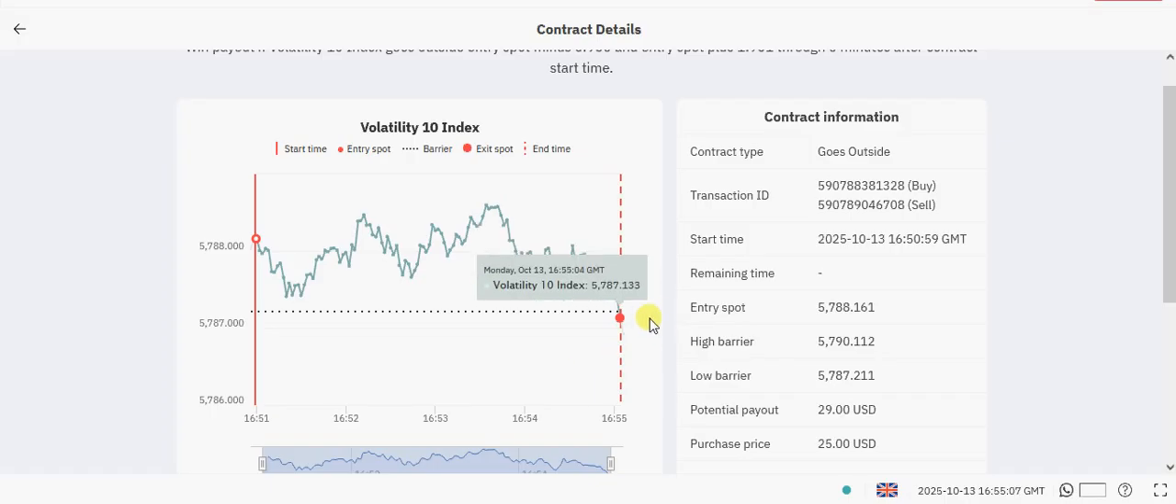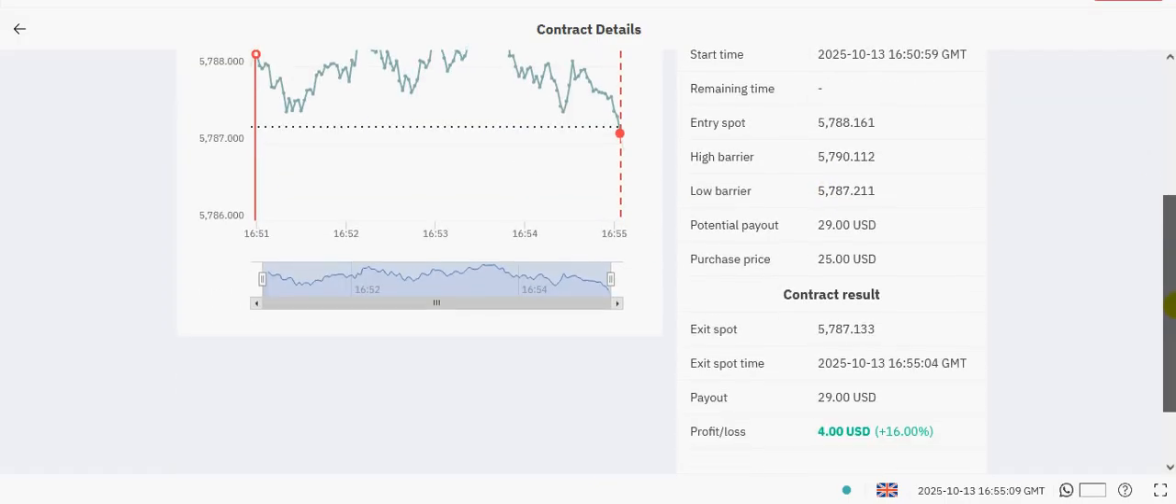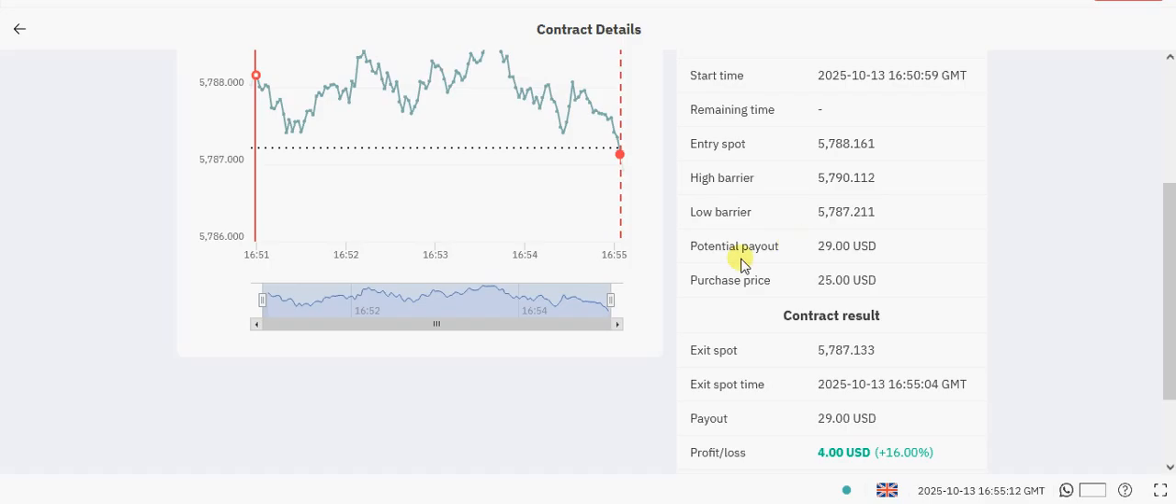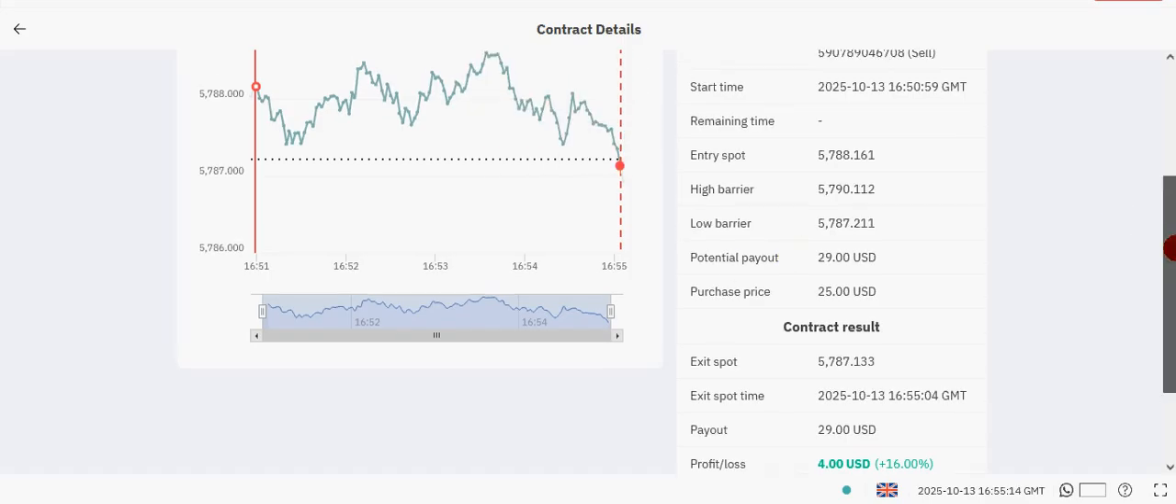So you can see our barrier is visible here, so it's already outside, and we won that trade. We made 4 point something right there. It's already outside. You can see right there.